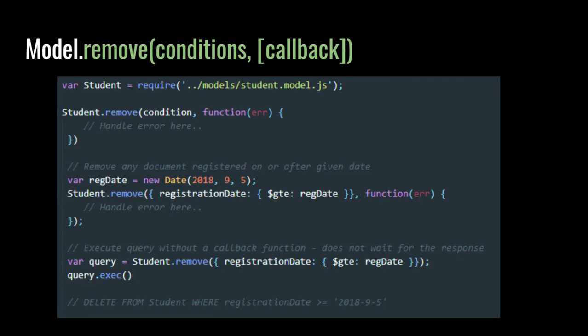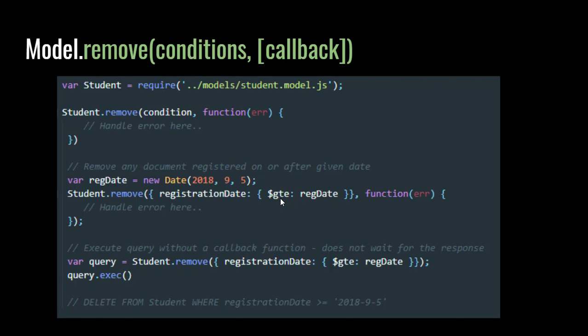Remove is another one. So again, remove has conditions and a callback. First you get the model, the student model, and you handle the remove. If you wanted to use some of the filtering there, there's a filter on registration date is greater than regDate. Now, if you notice, the greater than or equal is those operators we talked about. So those short forms like $gte with the $ sign here, that's the logical operator for this query. That's how you do that.